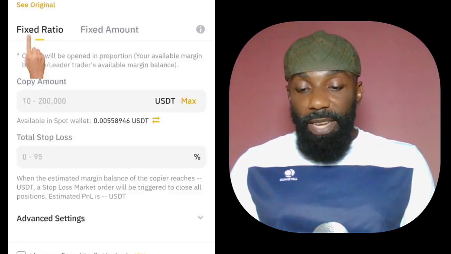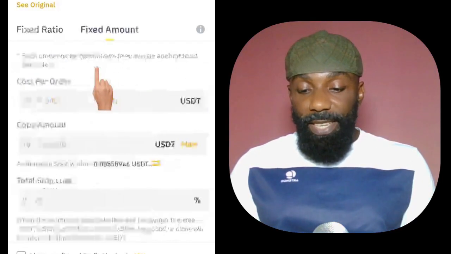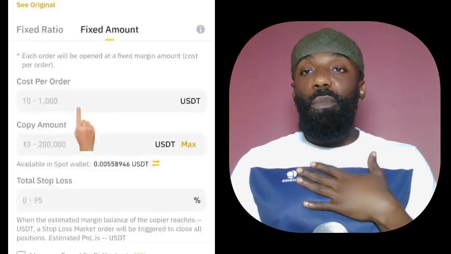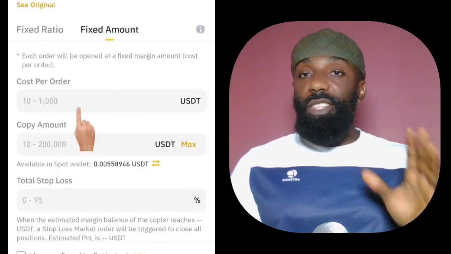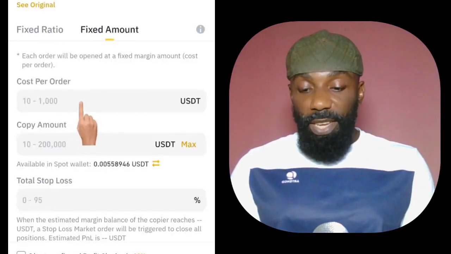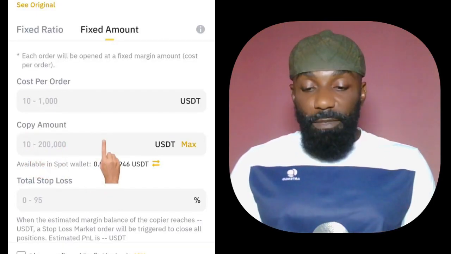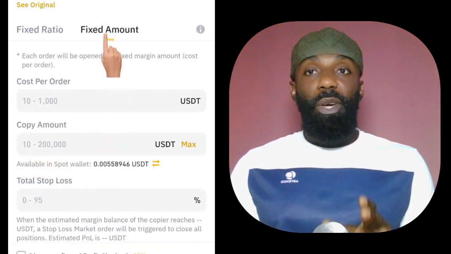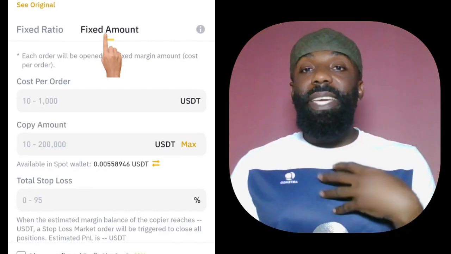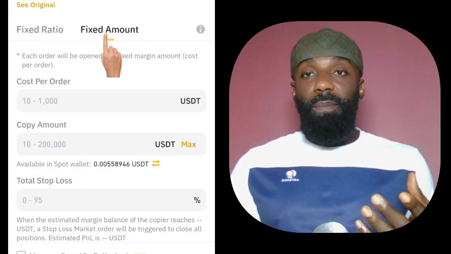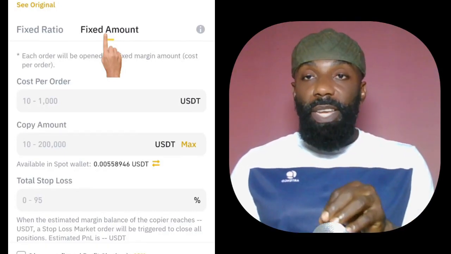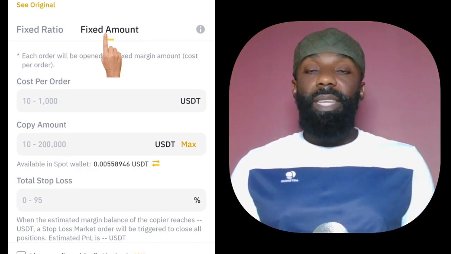Then when you look at this fixed amount here, you are going to be choosing how much you want to put into any trade that you want to enter. So here you can decide to put the copy amount that you want. But you know what? I will advise you not to choose this fixed amount because, one, you are not the one making the trade decision. Whoever you're going to be copying on Binance Copy Trade is the person that is making the trade decision.